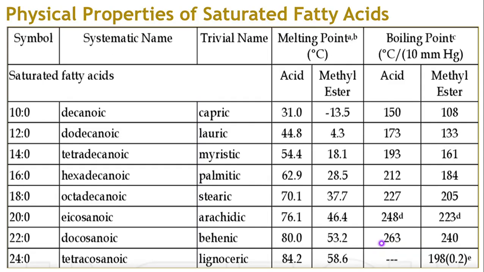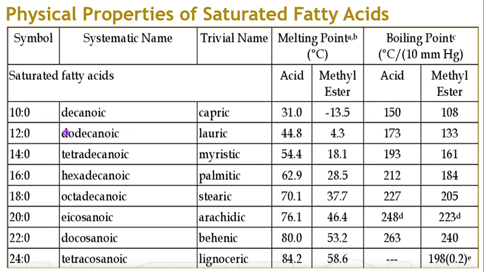Now let's look at the physical properties of the saturated fatty acids. Looking at the symbol and the systematic name, we are having 10:0. The symbol is 10:0, decanoic acid. Decanoic acid is having a trivial name, which is capric acid. This is the melting point. The methyl ester is the boiling point.